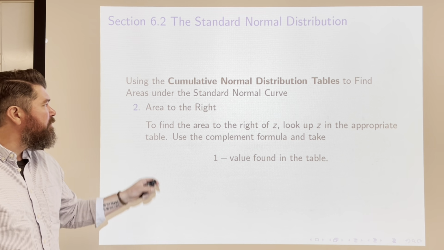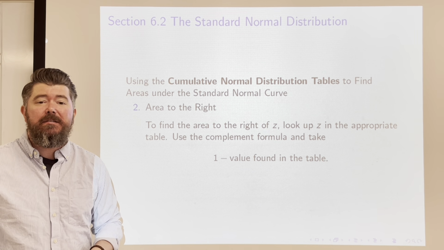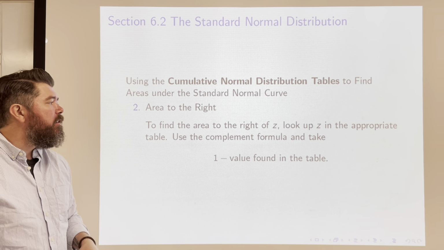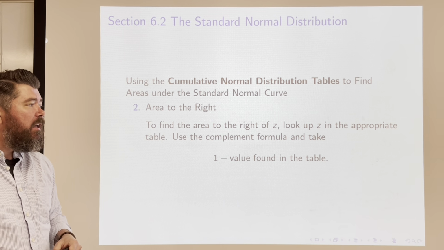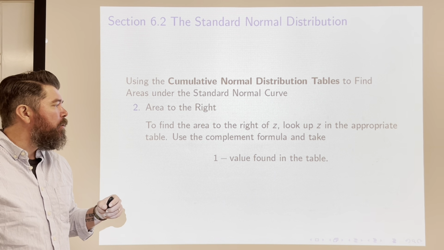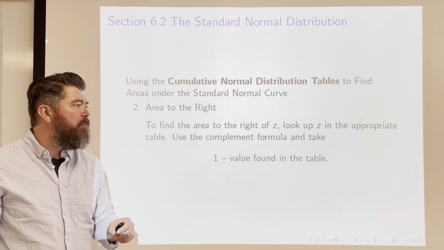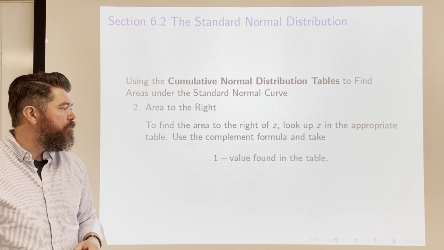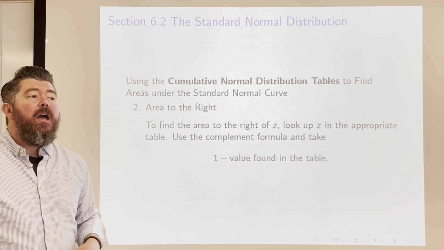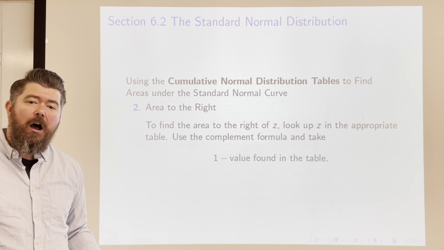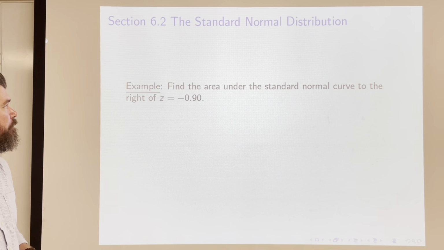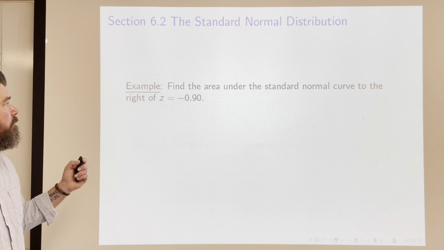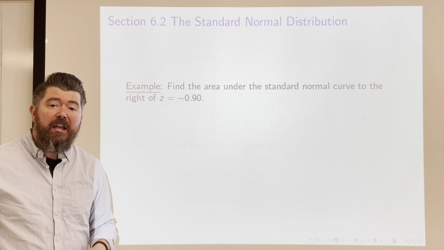Now let's ask ourselves, how do we find area to the right, since our tables only give us area to the left? To find the area to the right of Z, we again look up Z in the appropriate table, but now we use the complement formula and take 1 minus the value found in the table. And this is because area to the right is the complement of area to the left. Let's look at an example. Find the area under the standard normal curve to the right of Z equals negative 0.90.